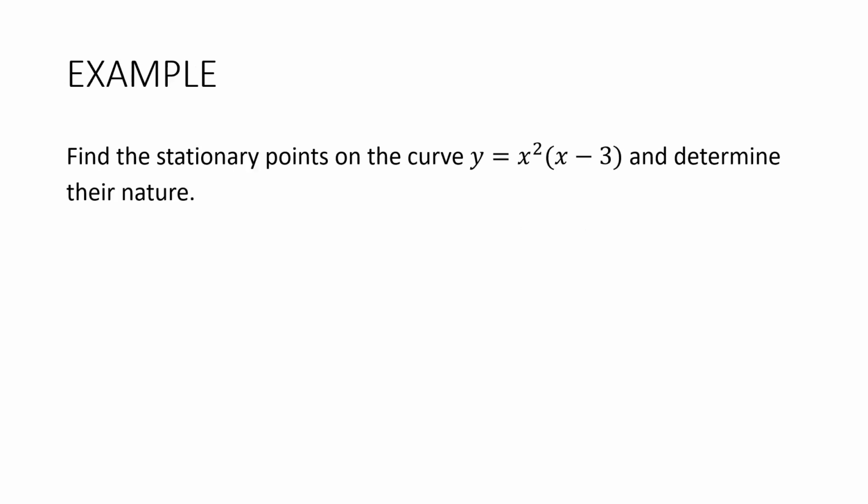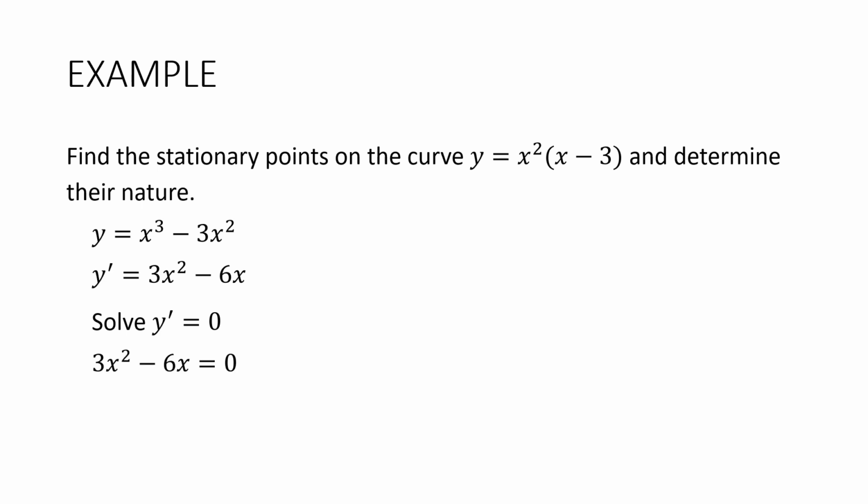Here's an example. Find the stationary points on the curve y equals x squared multiplied by (x minus 3) in brackets and determine their nature. So we worked out the first derivative of this function before. It is 3x squared take away 6x, and we want to solve y dashed equals 0. So 3x squared take away 6x equals 0, factorise, x is equal to 0 or 2. We want to find the stationary points, so we need to know the y coordinates, substitute 0 back into here, then substitute 2 back into here.